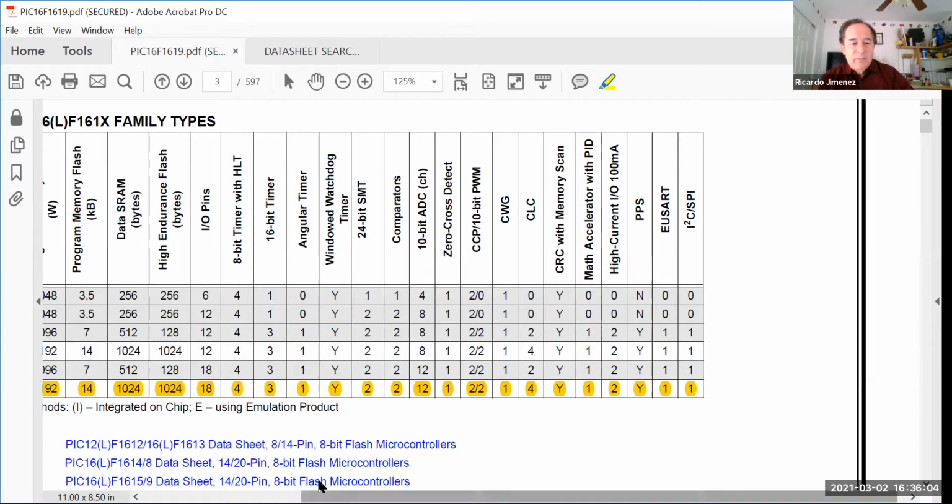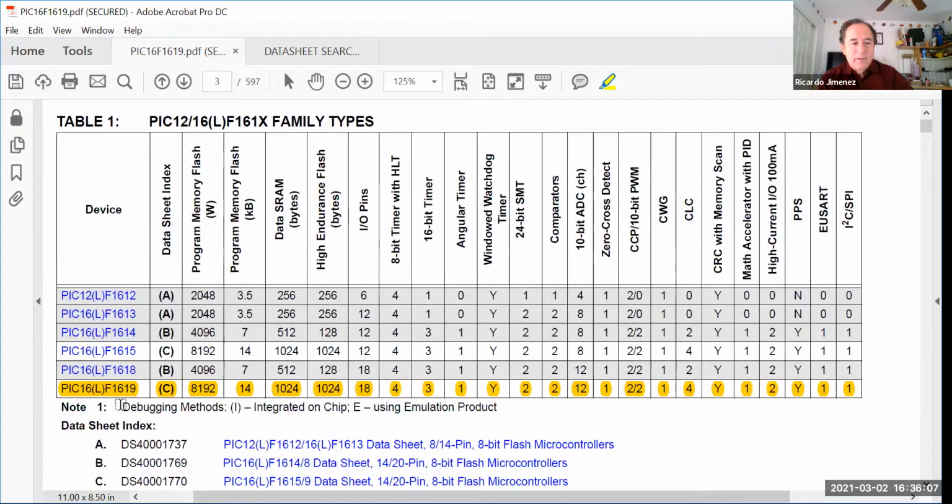We are using this one, the one on the bottom. And look at the memory. It has 8,000 locations of memory, 8,000 times 14 bits. So you can write up to 8,192 instructions. Okay, instructions in assembler code. Some other instructions from high level languages like Java, C++, if they consume more instructions, you will use more memory depending on your application.